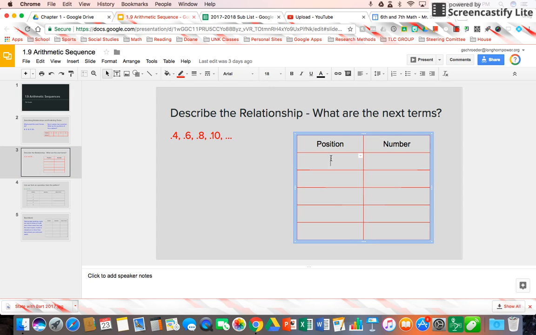If I put these in, I'd have position 1 would be 4 tenths. Position 2 would be 6 tenths. Position 3 would be 8 tenths. Position 4 would be 10 tenths. Position X, or whatever it would have to be, that's what we're going to try to find. We're going to try to figure out what our rule would be to describe this.